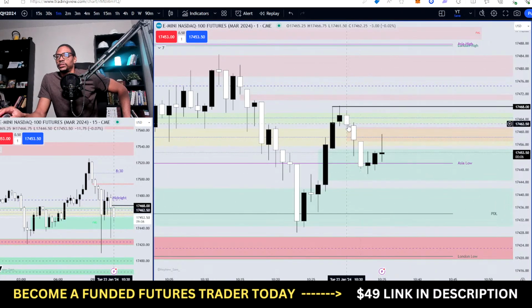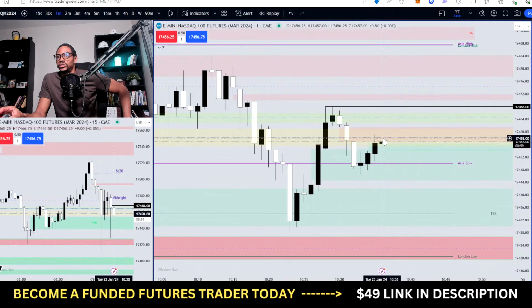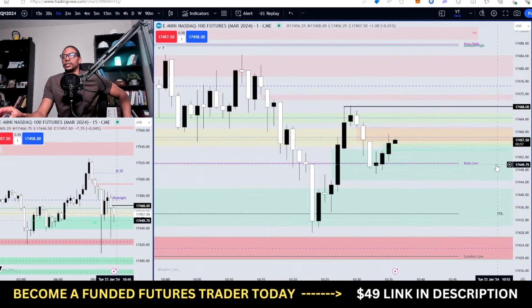All right, so there's a fair value gap here, along with the new day opening gap, 50%. Price rejected from it already. Let's see now how the next candle performs.